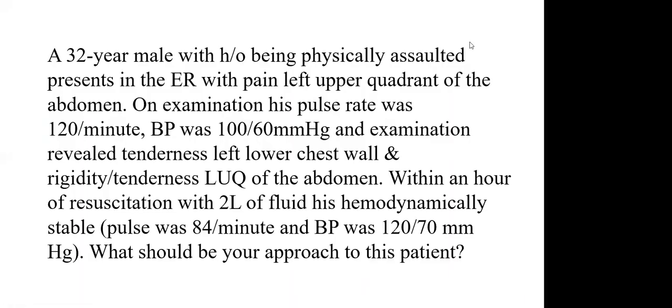Good morning, sir. Good morning. A 32-year-old male with a history of being physically assaulted presents in the ER with pain in the left upper quadrant of the abdomen. On examination, his pulse rate was 120 per minute, BP was 100 by 60 mm of Hg, and examination revealed tenderness over the left lower chest wall and rigidity and tenderness in the left upper quadrant of the abdomen. Within an hour of resuscitation with 2 liters of fluid, he is hemodynamically stable, pulse was 84 per minute, and BP was 120 per 70 mm of Hg. What should be our approach to this patient?